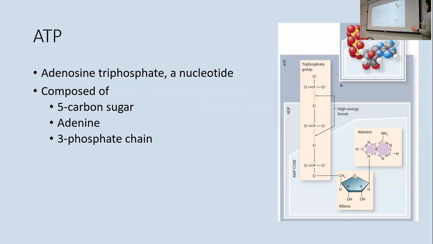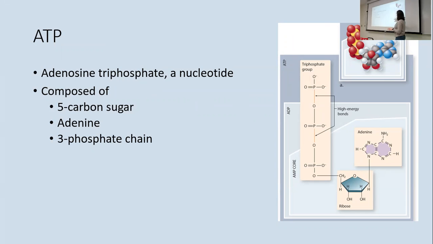So it's a nucleotide. Remember we were talking about all those biological molecules. We talked about DNA and RNA being made of nucleotides, but there are also other nucleotides that do some different sorts of things. ATP, adenosine triphosphate, is one of those. It's got three main parts.